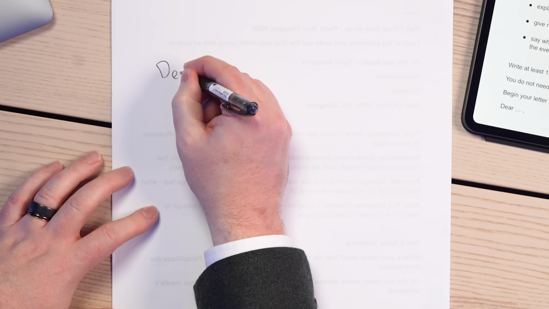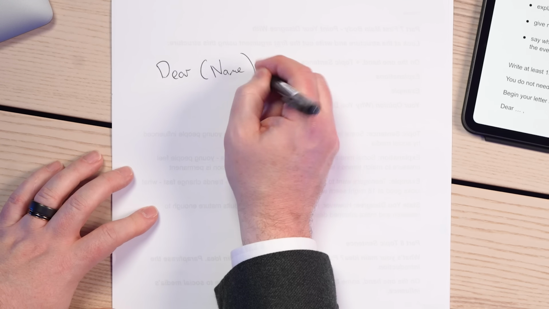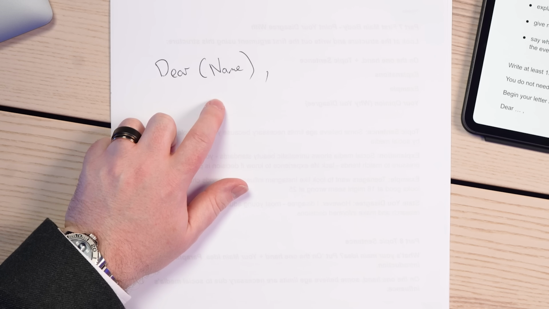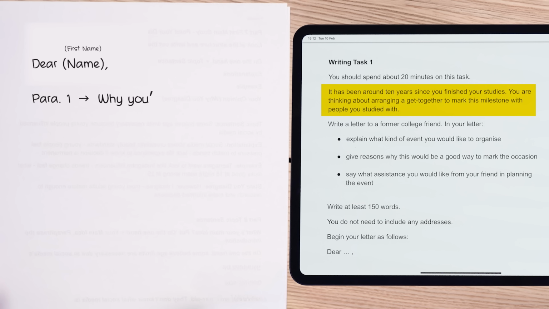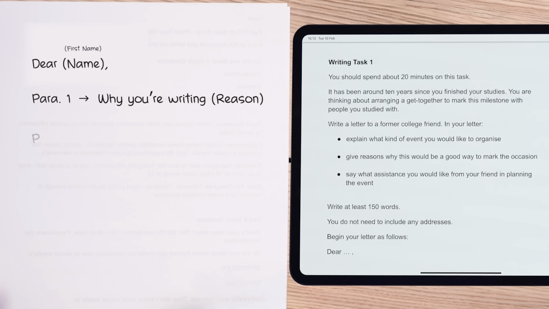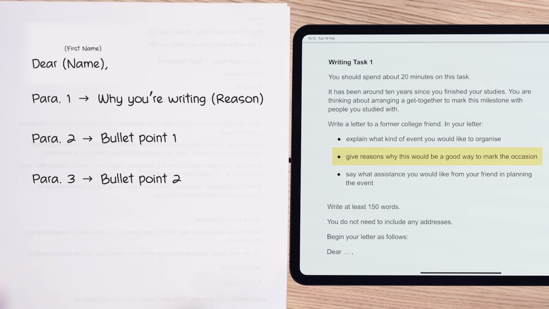So we always start it with dear name. Because it is an informal letter, we just make up a name. Don't overcomplicate it, pick a name. For informal, we just go first name. For formal, you could use Mr. or Mrs. or something like that, but first name for informal. Then paragraph 1, the reason why you're writing. So dear name, why I'm writing. Then paragraph 2, bullet point 1. So this one. Paragraph 3, bullet point 2. So it'll be this one. And then paragraph 4, bullet point 3.